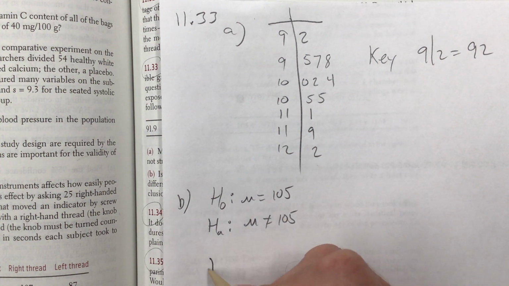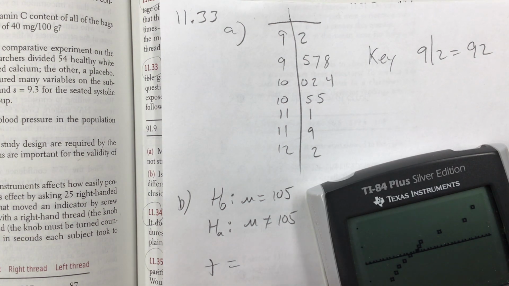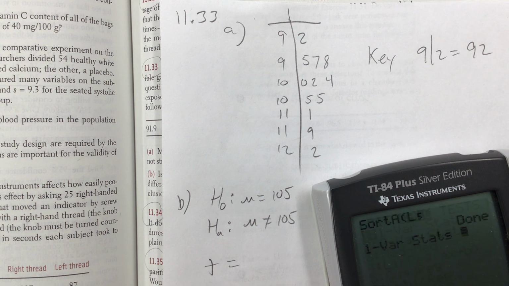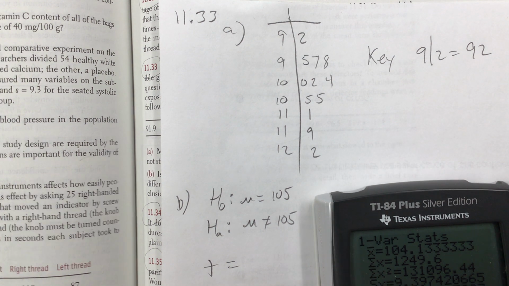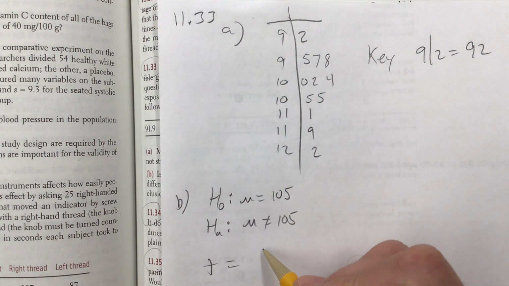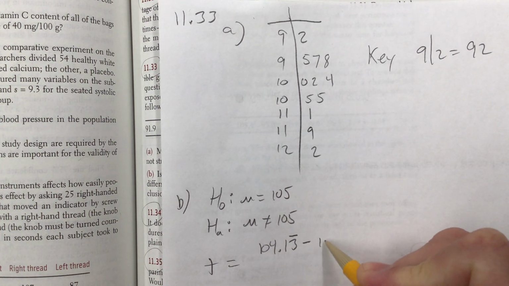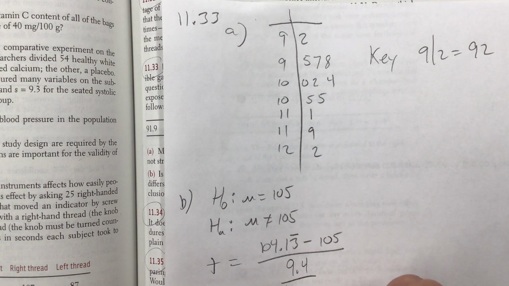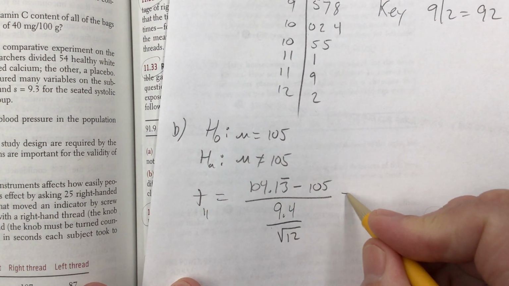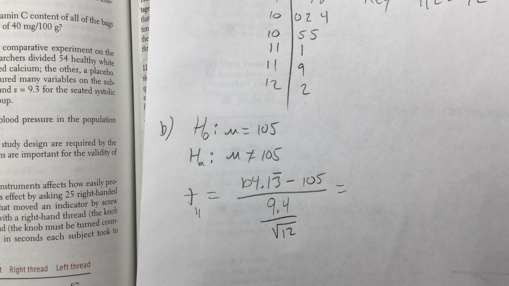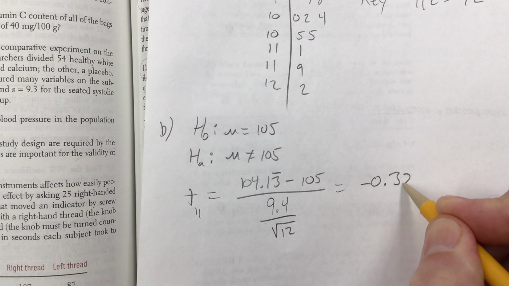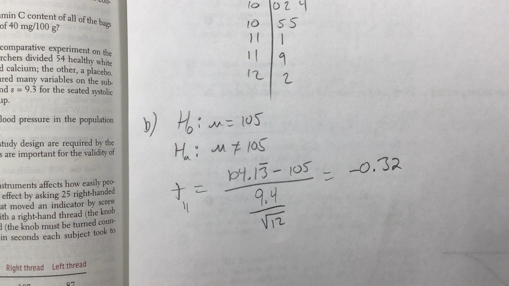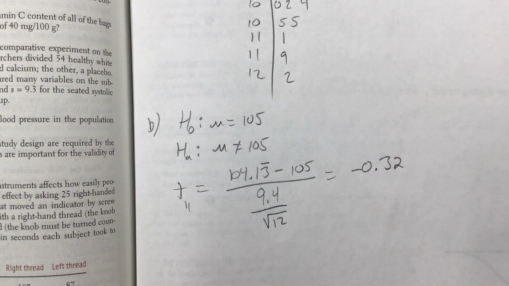Okay, so let's calculate our T. So we got to get a mean here. That was list 5. There we are, 104.13333. And our standard deviation, 9.4. And sample size was 12. So, working this out. Get a T of negative 0.32. There's nothing there, right? That's not even going to register on my chart. Less than, not even a half of the standard deviation away.